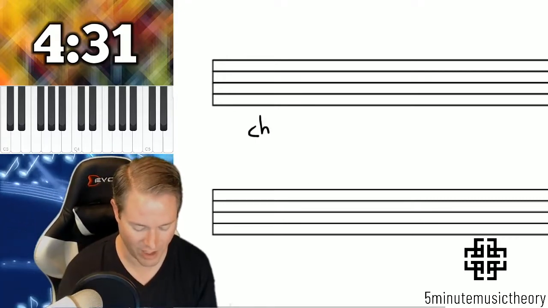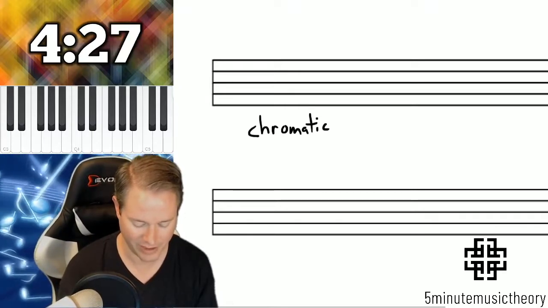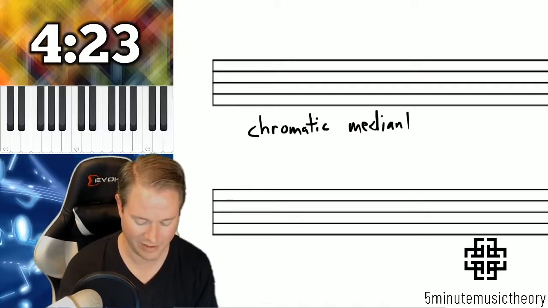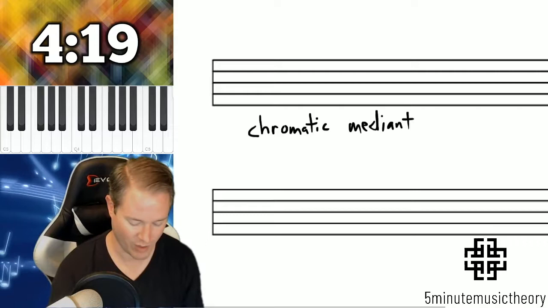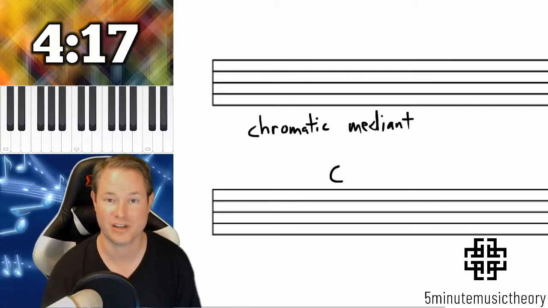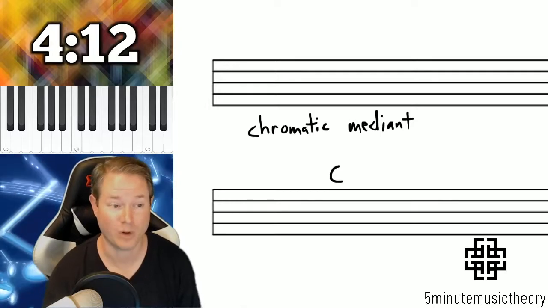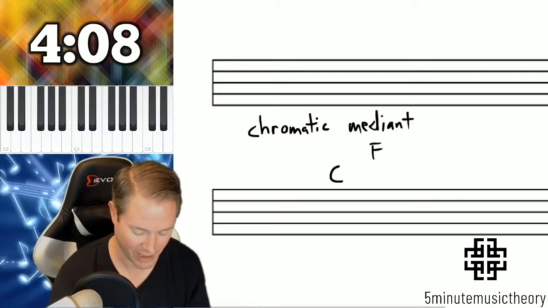Before we get into the modulations, I want to talk about a new type of key relationship that we haven't covered at this point, known as the chromatic mediant. So a chromatic mediant relationship is when the root of a key is a third away, either major or minor, and of the same quality. So that's a little bit of a mouthful, so let me just show you examples of chromatic mediants.